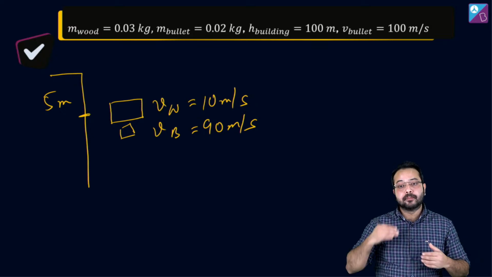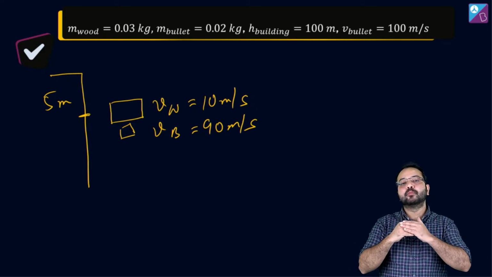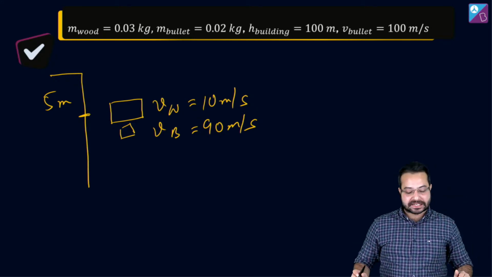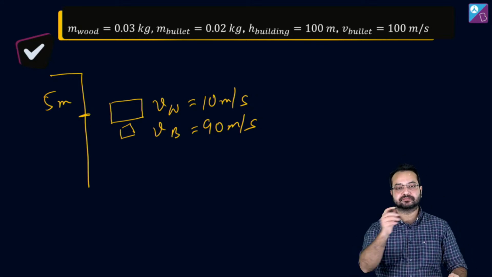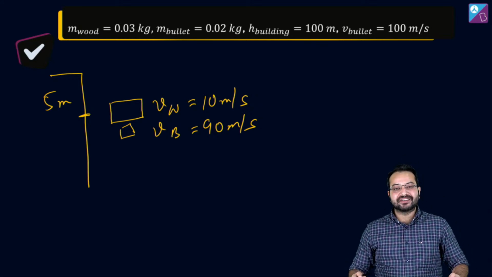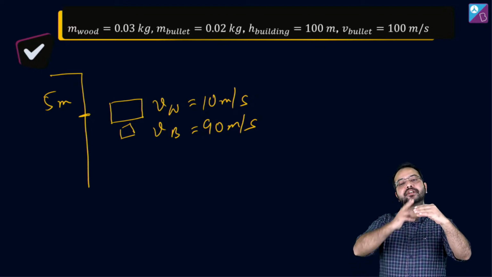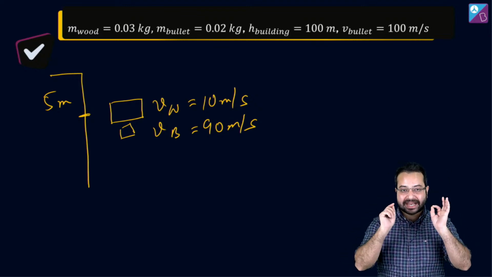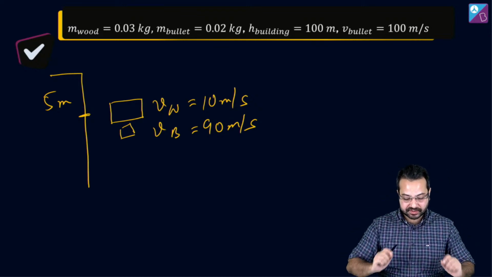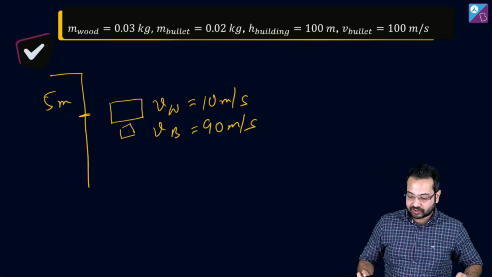Okay, it is going to be a perfectly inelastic collision. How do we know that? Because the bullet gets embedded in the block, so then they are going to move together. So it is a perfectly inelastic collision. Okay, now how do we find the final velocity? How do we find the velocity of the combined system? The bullet is going to get embedded in the block, and then they will start moving together. Can you find out the velocity of the combined system just after the collision?